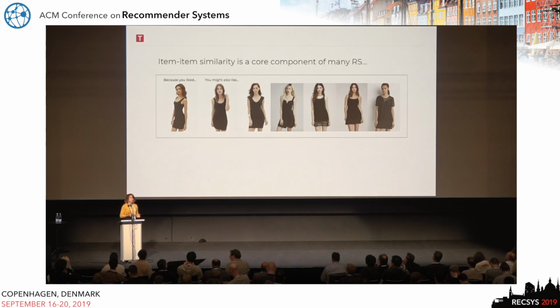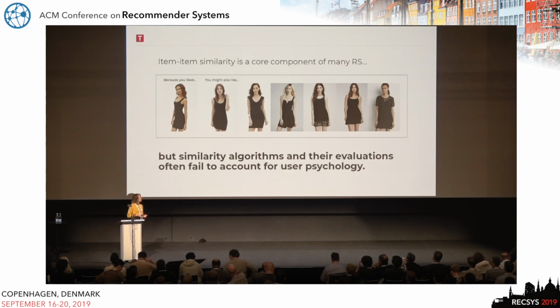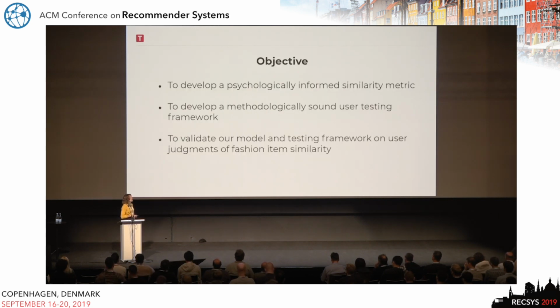Many of you here today will be familiar with the idea that often when we're making recommendations, we take advantage of some concept of the similarity between items. The problem is that both the item-item similarity algorithms that we use, as well as the methods that we use to evaluate those algorithms, often fail to account for critical aspects of user psychology. So we attempted to build on these limitations in a couple of ways.